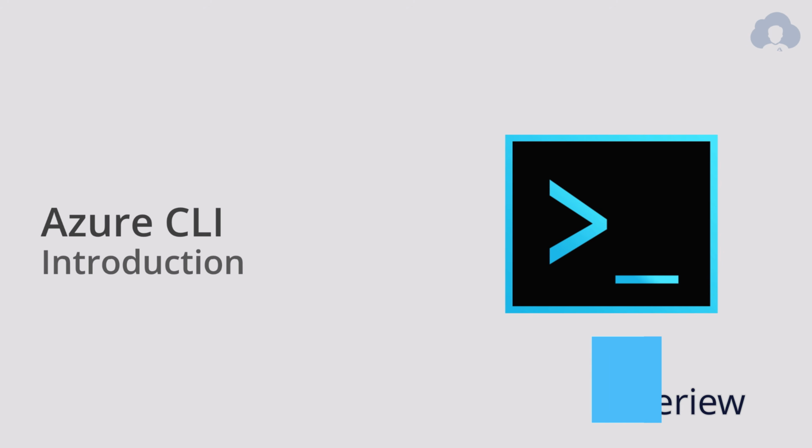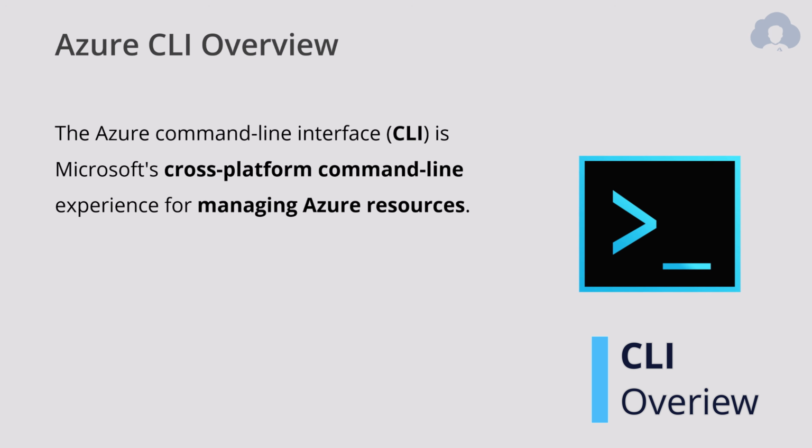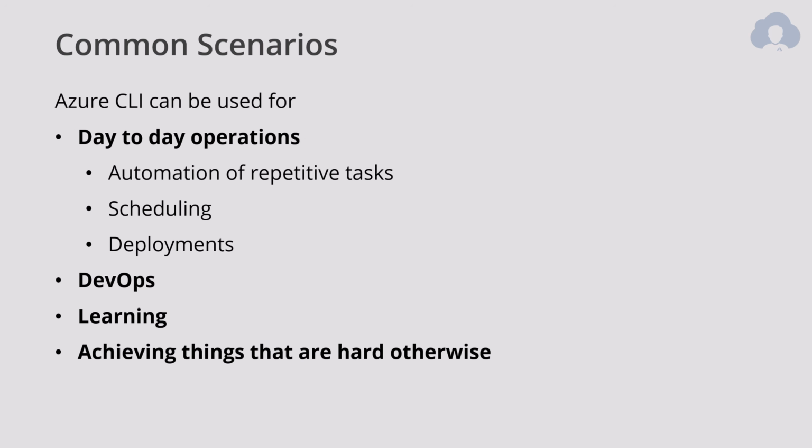Let's start quickly with a definition. CLI is a cross-platform command line interface that allows you to manage your Azure resources, and it's as simple as this. Why would you want to use it? Well, for instance, day-to-day operations. If you're doing those repetitive tasks, this is a perfect way for you to automate those.